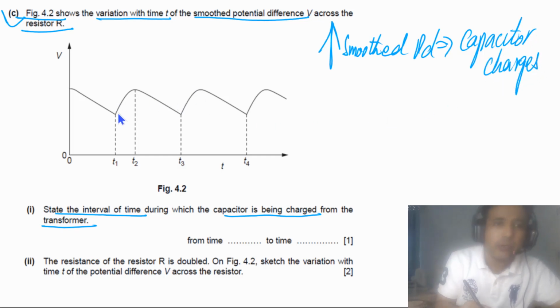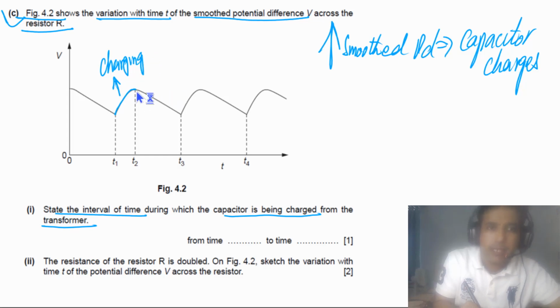Capacitor charges. Now if you look at this interval of time from here to here, potential is increasing, so it means the capacitor is charging here. So we can say this region is representing charging. And if you look at the next one, potential is decreasing. So this region is discharging. So we can say this is charging, this is discharging, this is charging, this is discharging, this is charging, and this is discharging, and this part is also discharging.